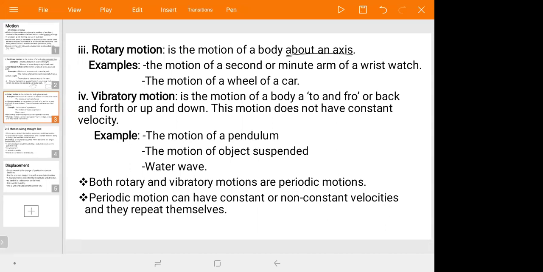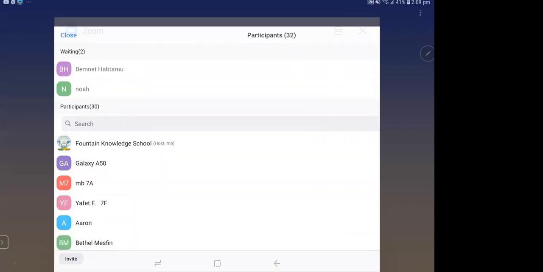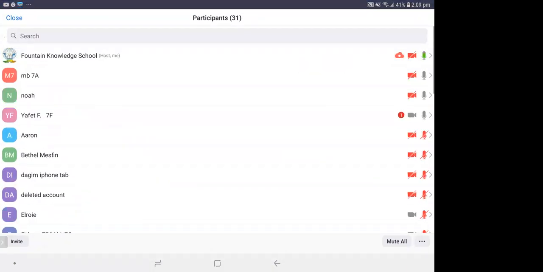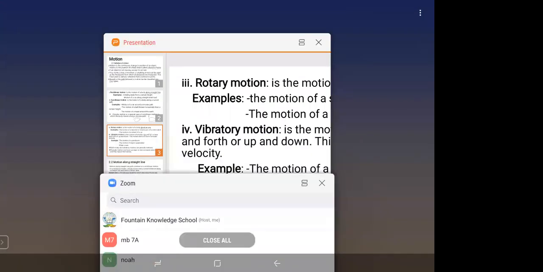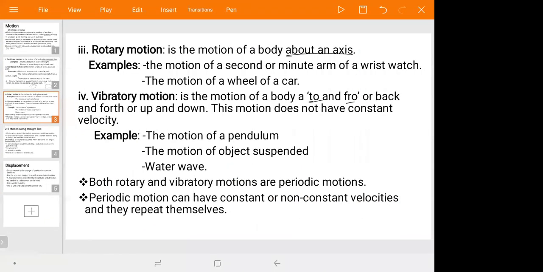The fourth one is vibratory motion. Here, a body moves to and fro, back and forth, or down and up. These are types of motion that we call vibratory motion.